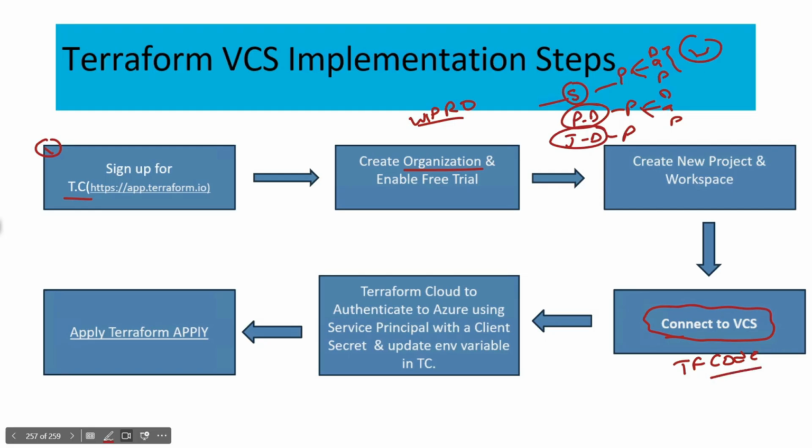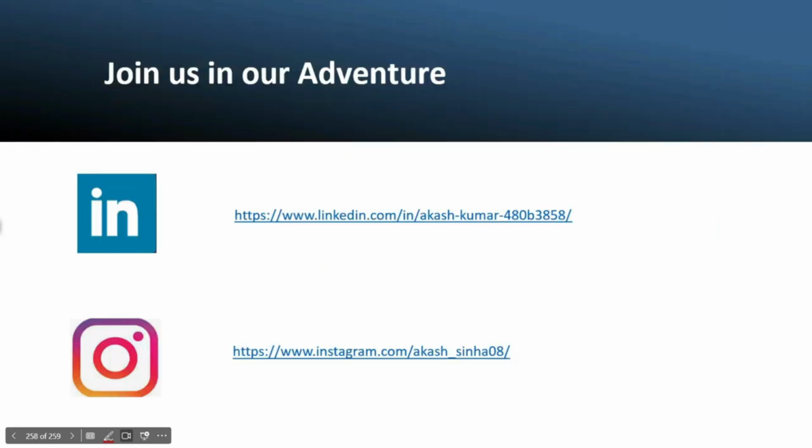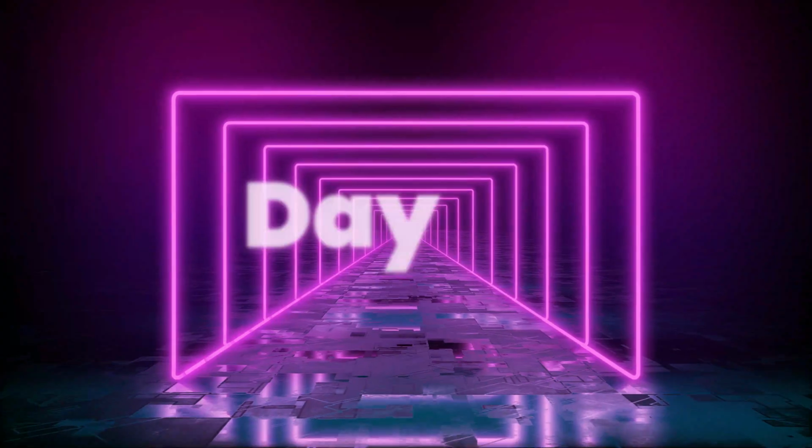Once it is done, eventually whatever Terraform is going to do, the operation happens in the cloud only. Okay. So in this case, we need to integrate our Azure cloud with our Terraform Cloud. For this, we need to create an authentication part. And once it is done, we are good to run the Terraform apply on our code. In our upcoming videos, I'm going to do a demo on each and every step. So with this, we have completed this Terraform intro video.